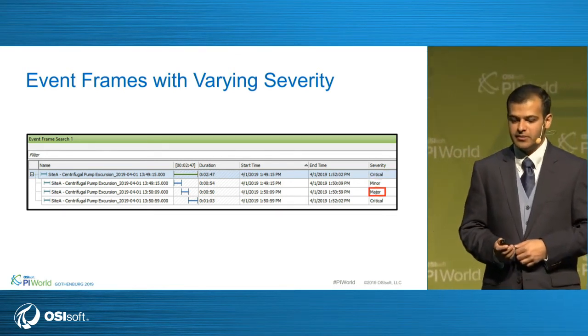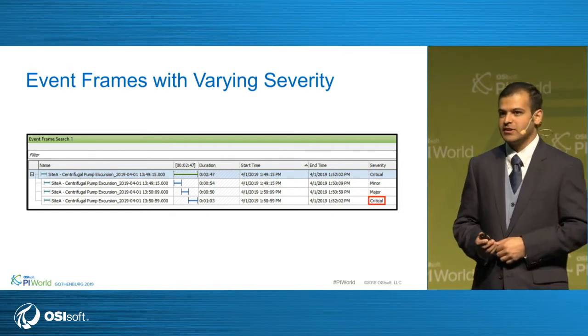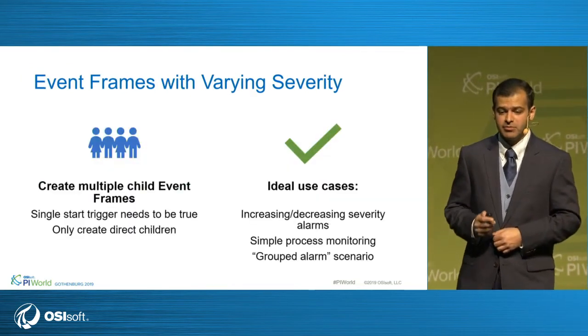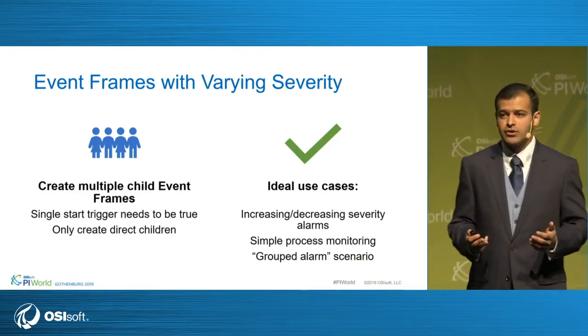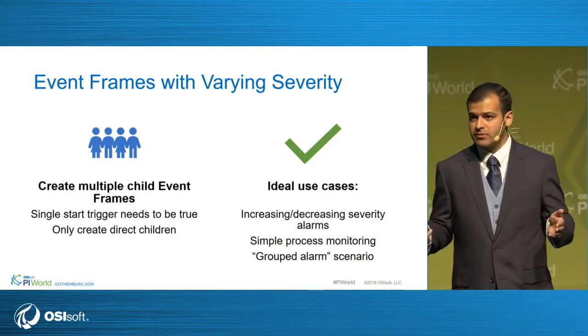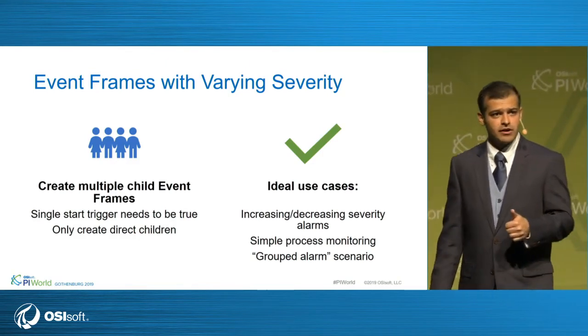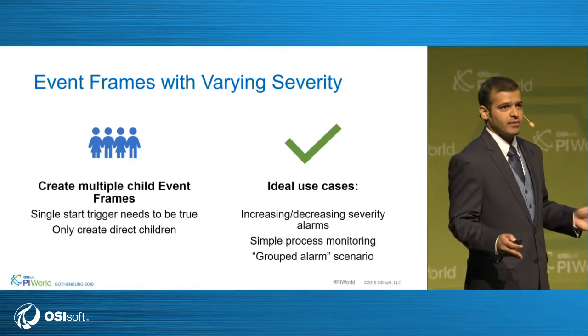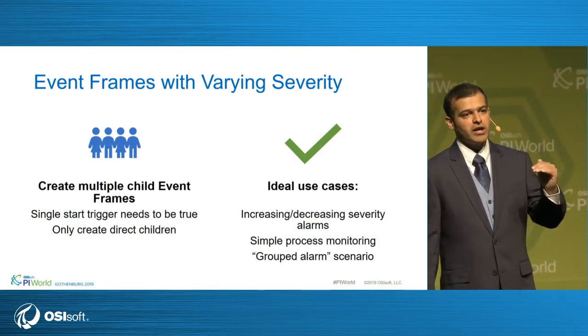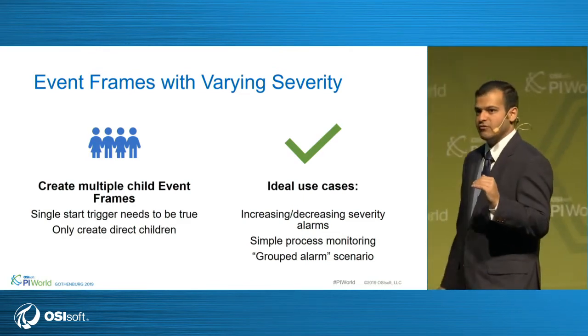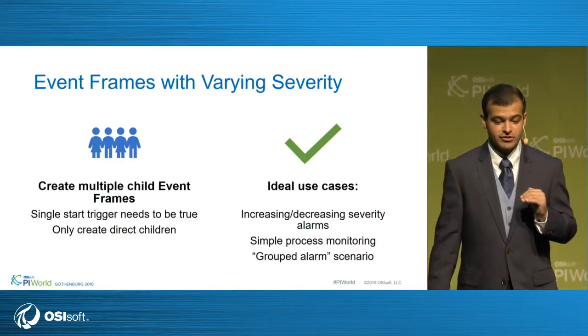Critical, minor, major, and then critical. Let's see how this all happens. But before that, why do we need these varying severities? It helps you create multiple child event frames. So you want one start trigger to be true to create an event frame. That's where you use multiple severities. Only one event frame would be created, and it would have only direct children, no grandchildren over here.